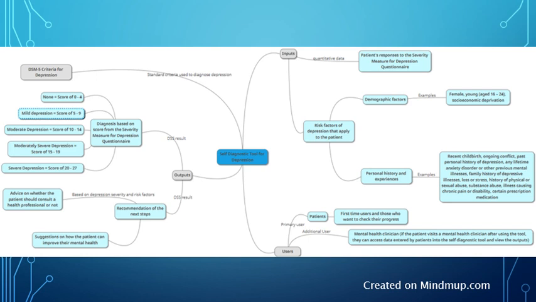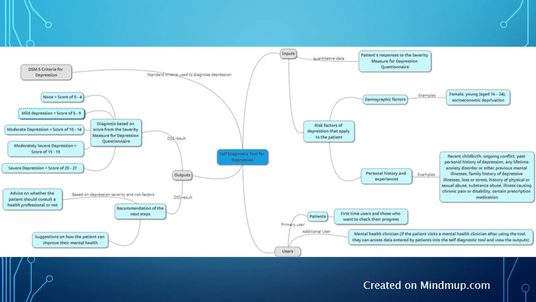This is the mind map I have created for the self-diagnostic tool for depression. This tool was based on the DSM-5 criteria for depression, which is the standard criteria used to diagnose depression. In terms of the users of this tool, the primary user is the patient.